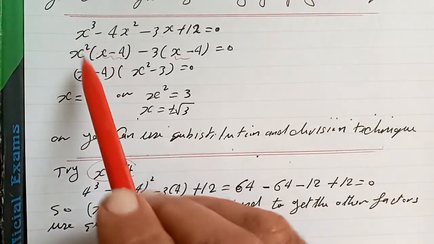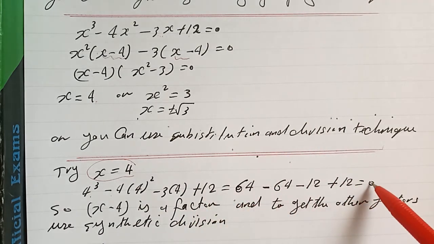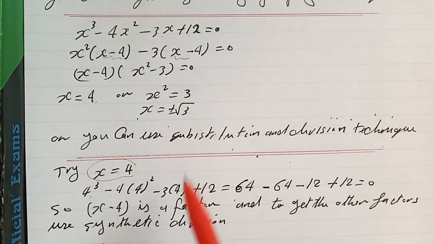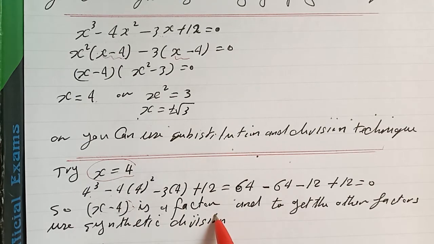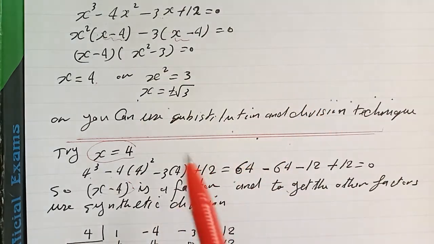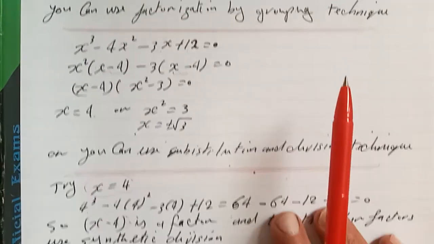Substitute 4, replace the x by 4, it will be 4 cubed minus 4 times 4 squared, and so on, which is 0 in the end. So x equals 4 is a root for this equation, it's a solution for the equation. So x minus 4 is a factor of this polynomial. To get the other factors, you can use synthetic division, which means I want to divide this expression by x minus 4.